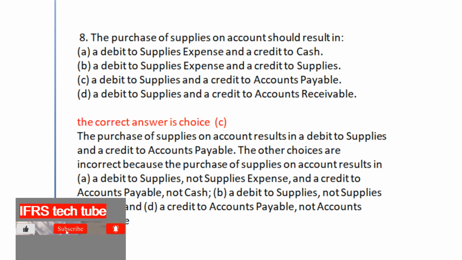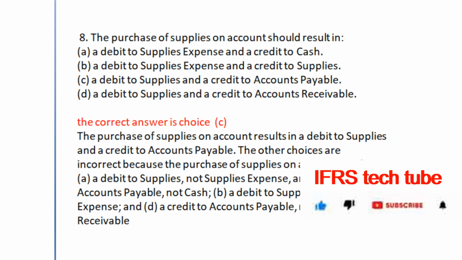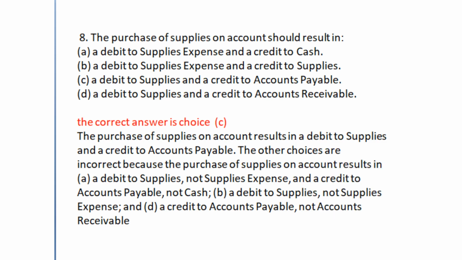The other choices are incorrect because the purchase of supplies on account results in: A. a debit to supplies, not supplies expense, and a credit to accounts payable, not cash. B. a debit to supplies, not supplies expense, and D. a credit to accounts payable, not accounts receivable.